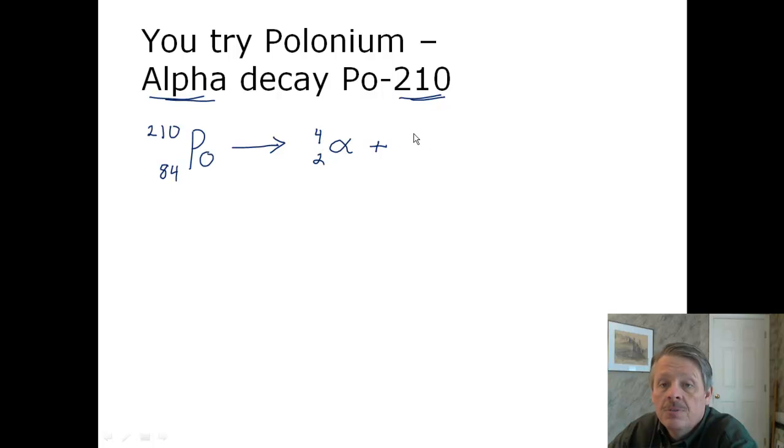Well, if this is 4, this number on the top has to be 206. And our number on the bottom has to be 82, because 82 plus 2 gives me 84. So I get 206 and 82, and if I look on the periodic table, I have just produced lead, Pb. All right, because Pb is number 82. Right? That's alpha decay for polonium 210. So you should be able to do those.